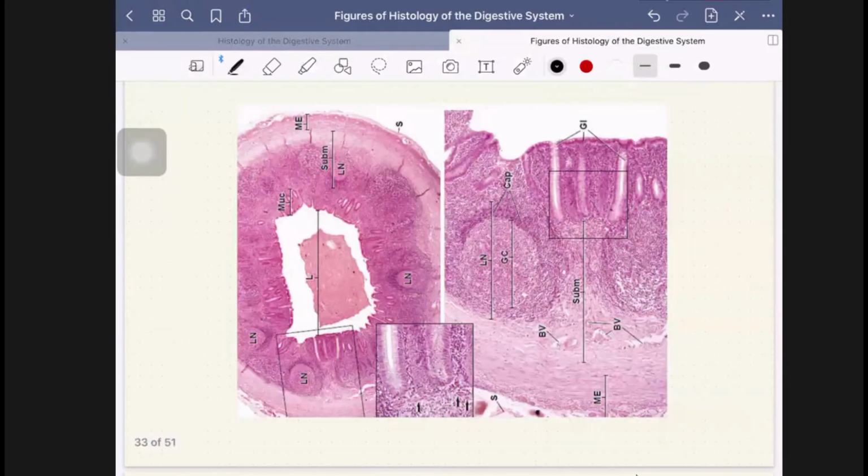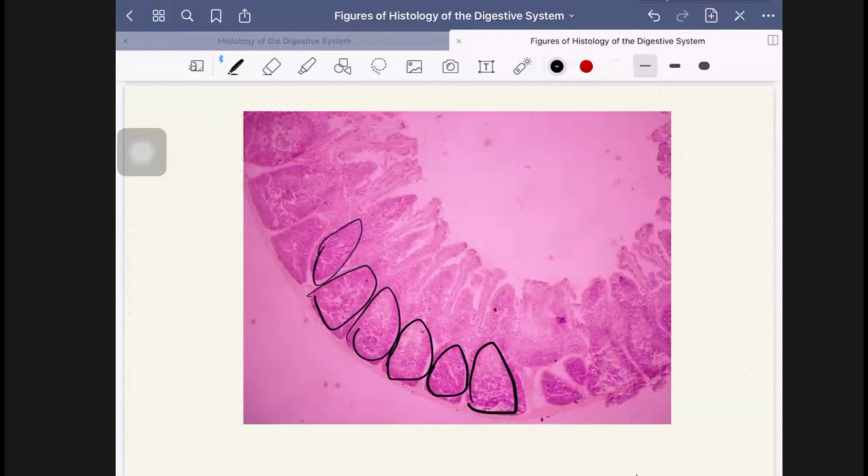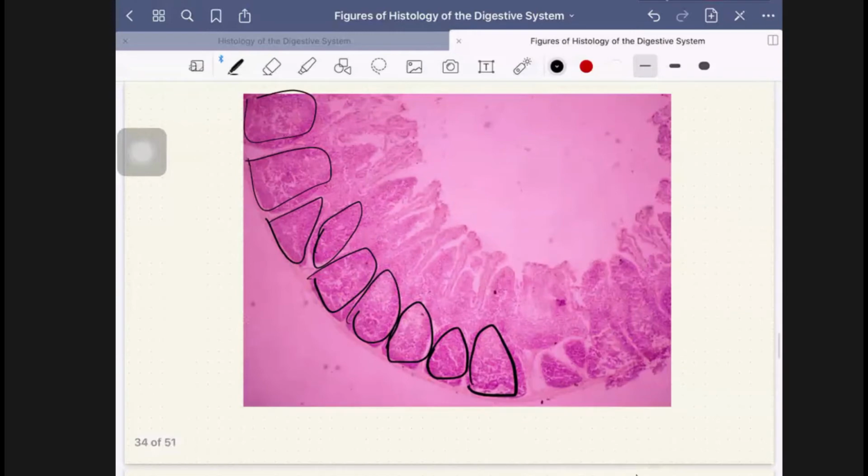This is another diagram of the histological slide of the appendix. These are the lining epithelium. These are the lymphatic nodules. This is the slide that you will find in your college. So all these things are the lymphatic nodules. It is the most simple slide, a very easy slide for the professional exam. Whenever you get this slide, simply by seeing these lymphatic nodules, you will be able to identify the slide as an appendix.